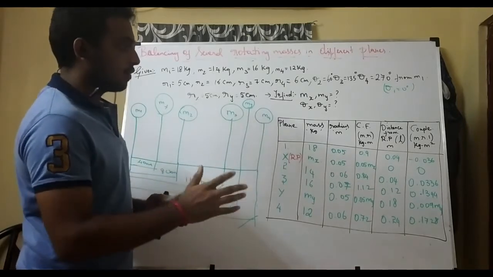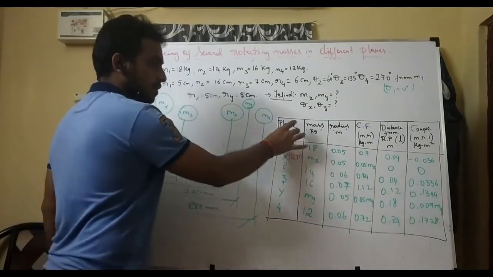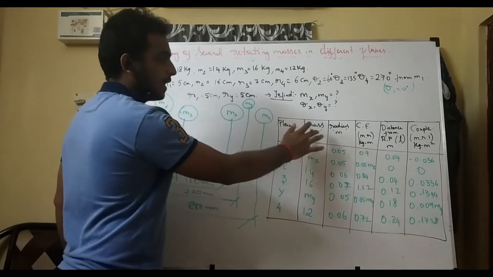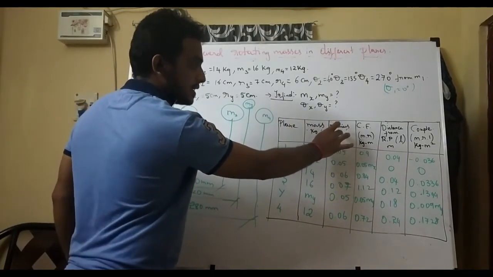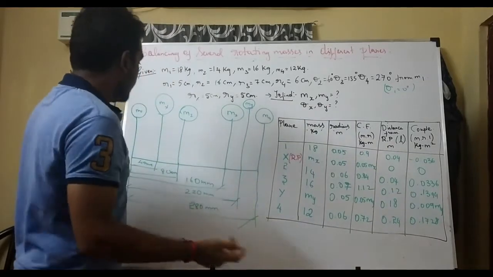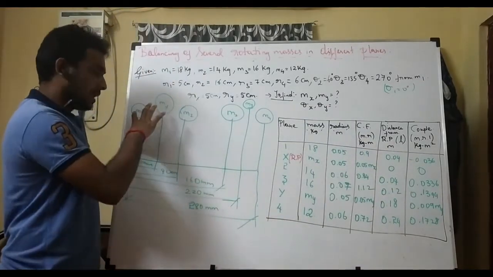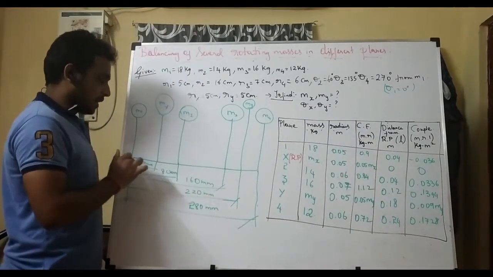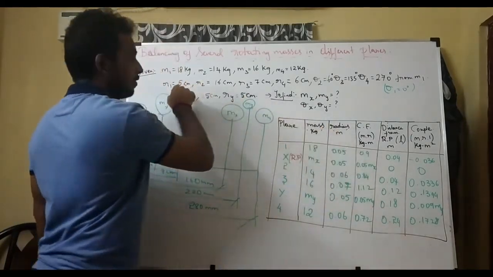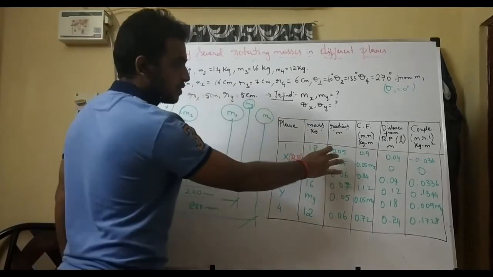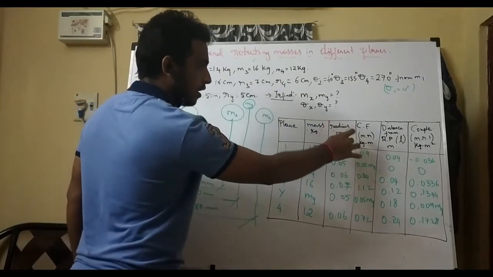First of all, we have to segregate this in such a way. First we take the plane, and then the mass in terms of kg, and the radius in meter. What is that radius? That is the radial distance of each mass from the geometric center. For M1 it is given as 5 cm. I have written it in terms of meter.